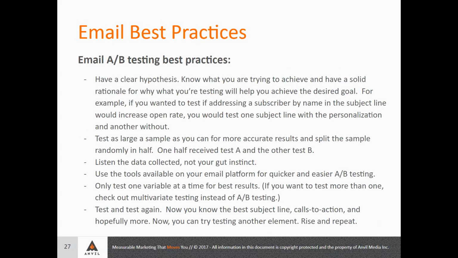And then just some email best practices. We have these listed under email best practices, but some of these are best practices that can be used across all elements of A/B testing. Having a clear hypothesis, so knowing what you're trying to achieve, the control versus the test, and having a solid rationale for why you're testing what you're testing. If you wanted to test whether addressing the subscriber by name in the subject line gives an increased open rate versus not, you would test one subject line with personalization, the other without.